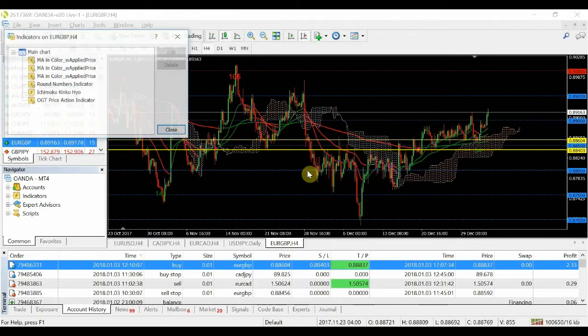If I go to my indicator list, let's start off with the round numbers indicator. This is a free indicator I got from the MQL5 website. Again, I'll put the link in the description so you guys can capture that.